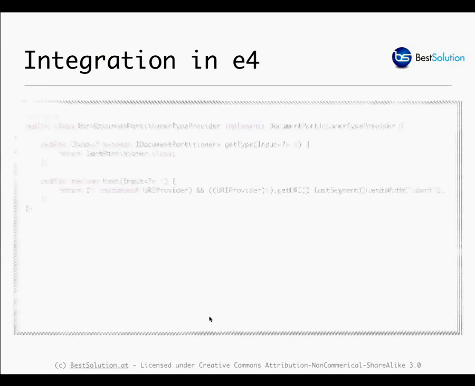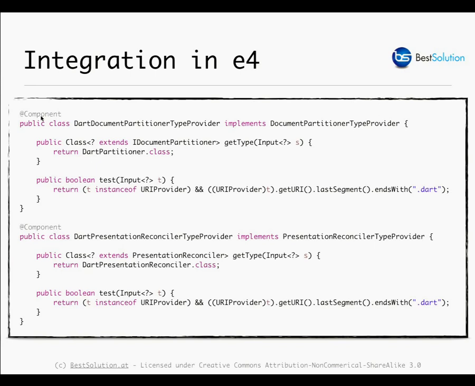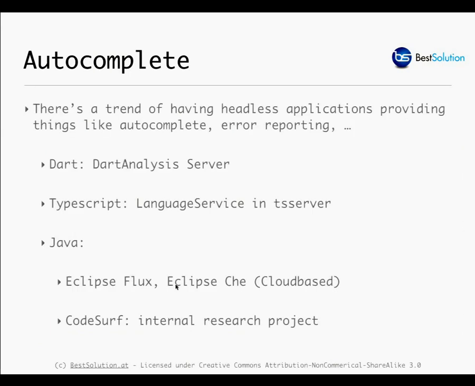Okay, so in code, it looks like this. You have a document partitioner. You see the add component annotation up here. This is generating the XML files, the contribution or the DS stuff for us. This is how it looks for the document provider, and for the presentation reconciler, it's completely the same story. It's always the same. All the stuff is contributed to the framework in this way.